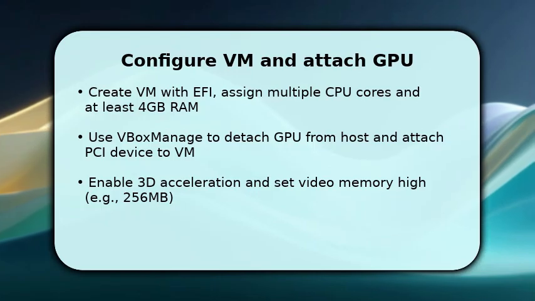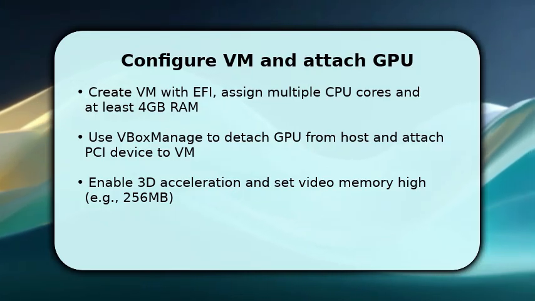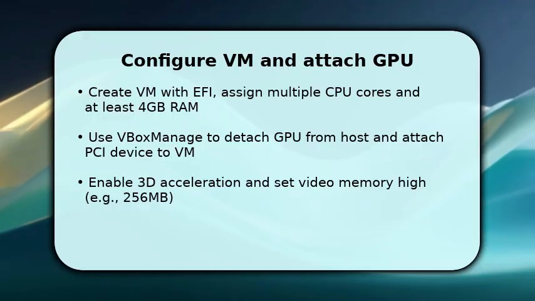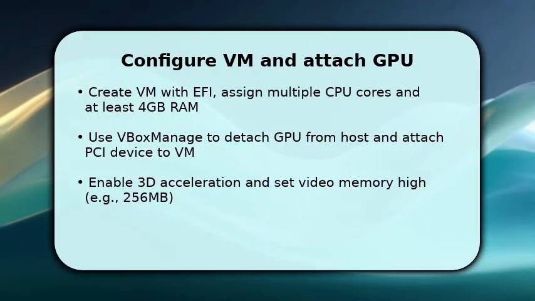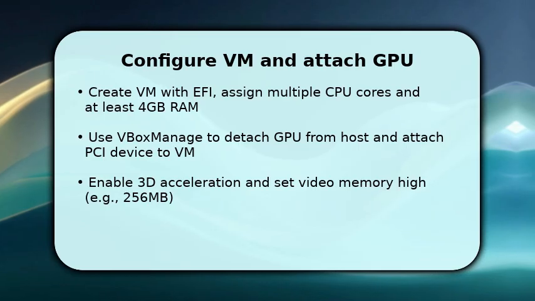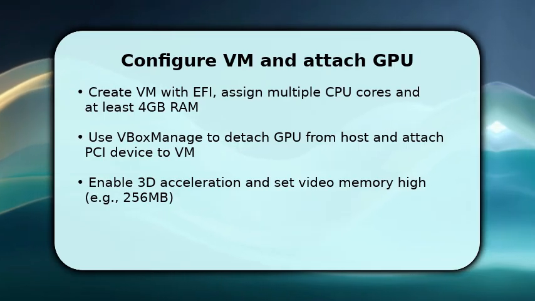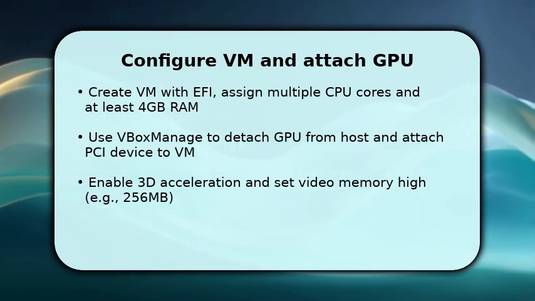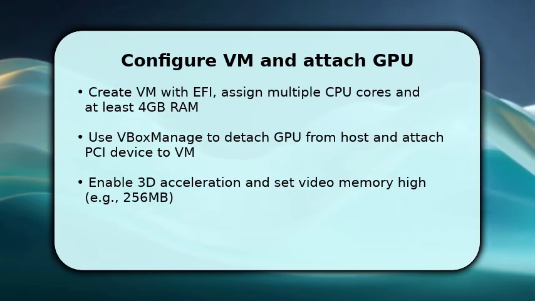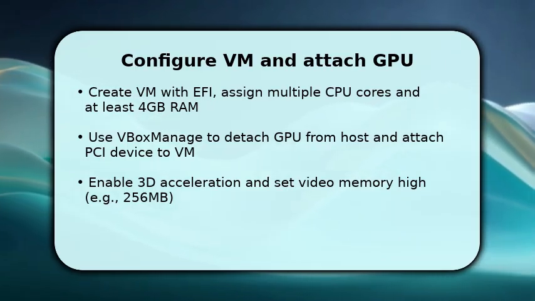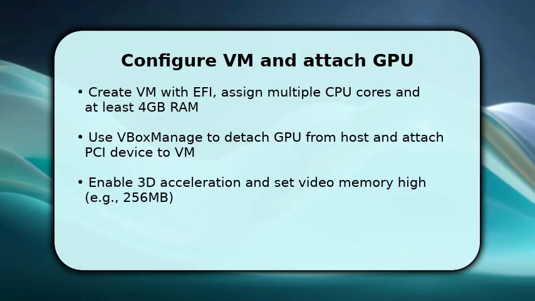You now build the VM for pass-through and attach the GPU. Create an EFI-based VM, allocate multiple cores and sufficient RAM. Pass-through needs resources. Use VBoxManage to unbind the GPU from the host driver and attach it as a PCI device to the VM using the exact device ID you recorded.